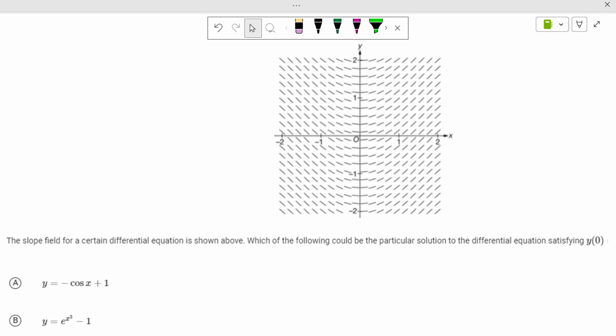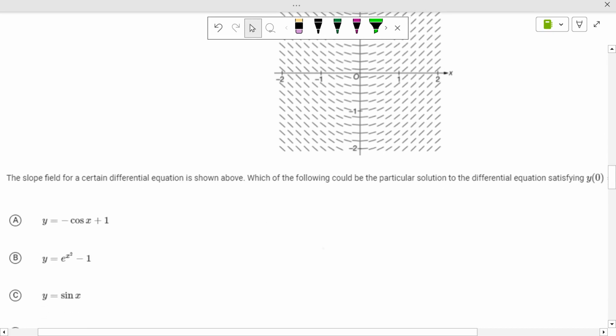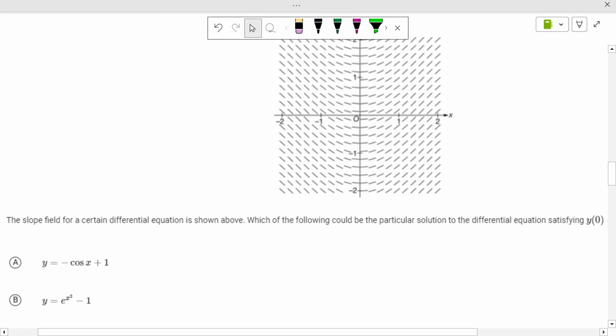At negative pi over 2, or negative 1.57, the cosine should equal 0, plus 1. Yep. All those would work there, so we can eliminate cosine. Let's look at e to the x squared. So e to the 0 squared is 1, right? Minus 1 is 0, so that would work.